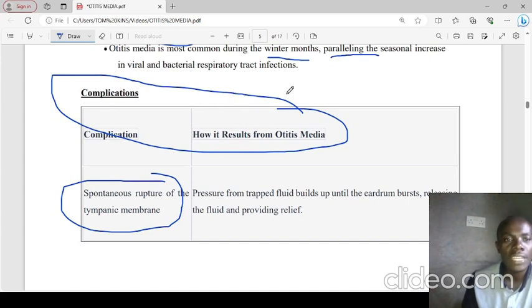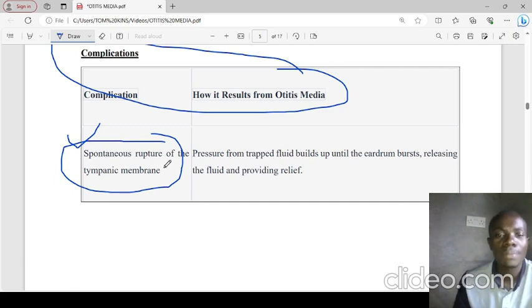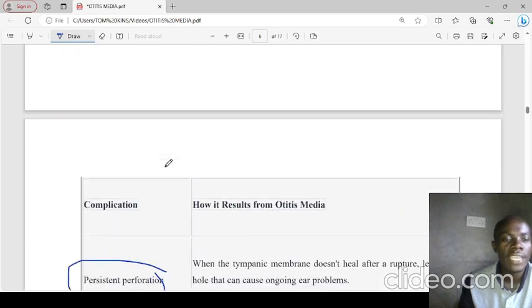So now let's look at the complications of otitis media. Number one, we have spontaneous rupture of the tympanic membrane. The pressure that is trapped normally leads to fluid buildup until the eardrum bursts, releasing the fluid and providing relief, hence the spontaneous rupture of the tympanic membrane.